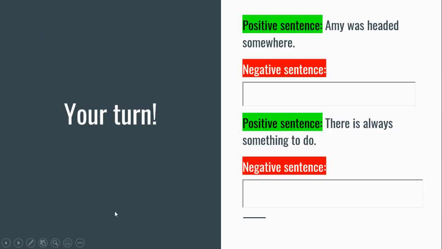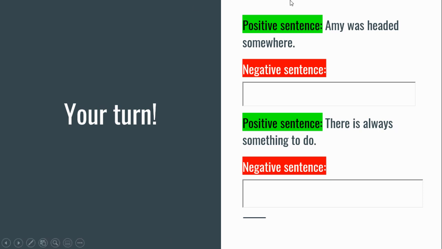Now it's your turn. Take some time to turn these positive sentences into negative sentences. All right, great work. Let's go over them together.